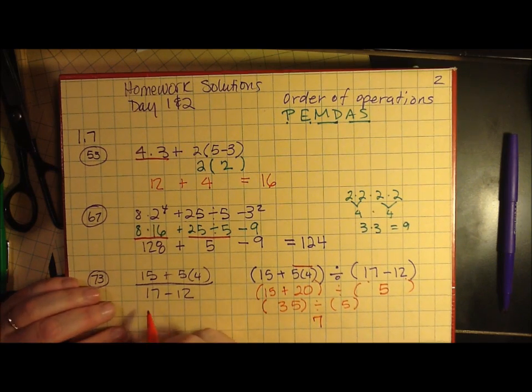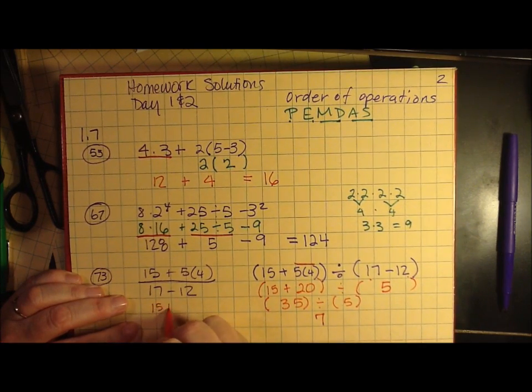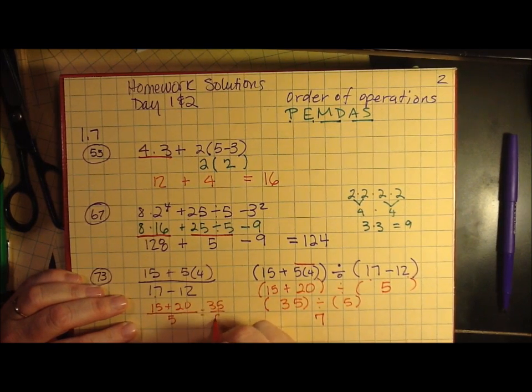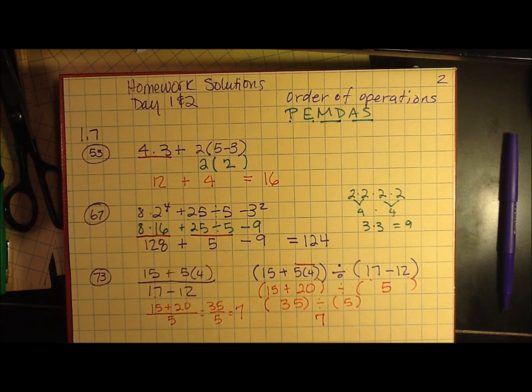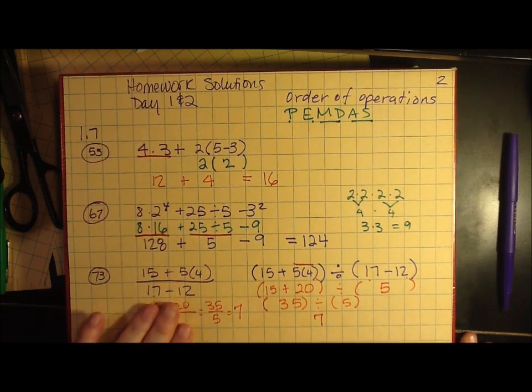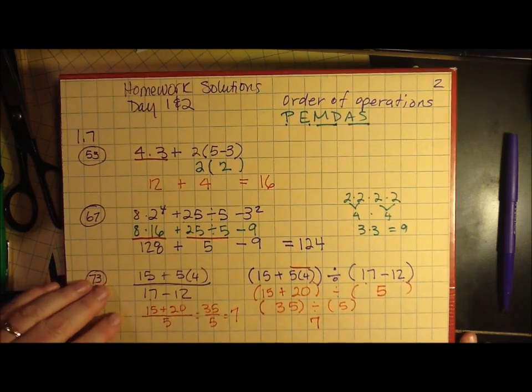And you could have done this as 15 plus 20 over 17 minus 12 is 5 equals 35 over 5 equals 7. Either way is correct. It just sort of depends on what you feel most comfortable with. Eventually you'd want to work with this because it's just a little simpler.